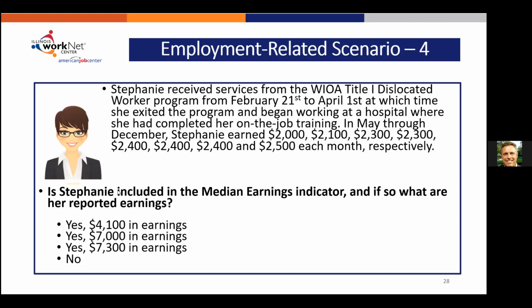So for the purposes of this median earnings indicator, what would be the calculation for the earnings, or is she not included in the measure at all? And if you could put the poll up there, Kirsten. So here are your choices: $4,100 in earnings, $7,000 in earnings, $7,300 in earnings because she was a success in this measure, or she was not a success. So which one of these is it?